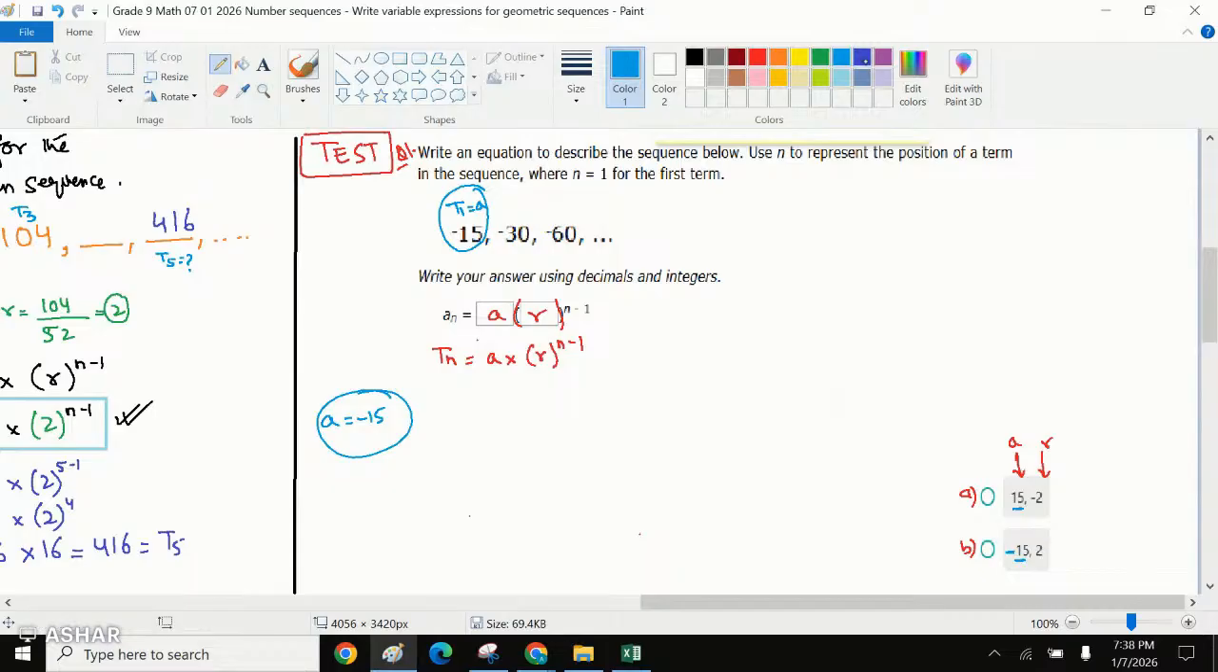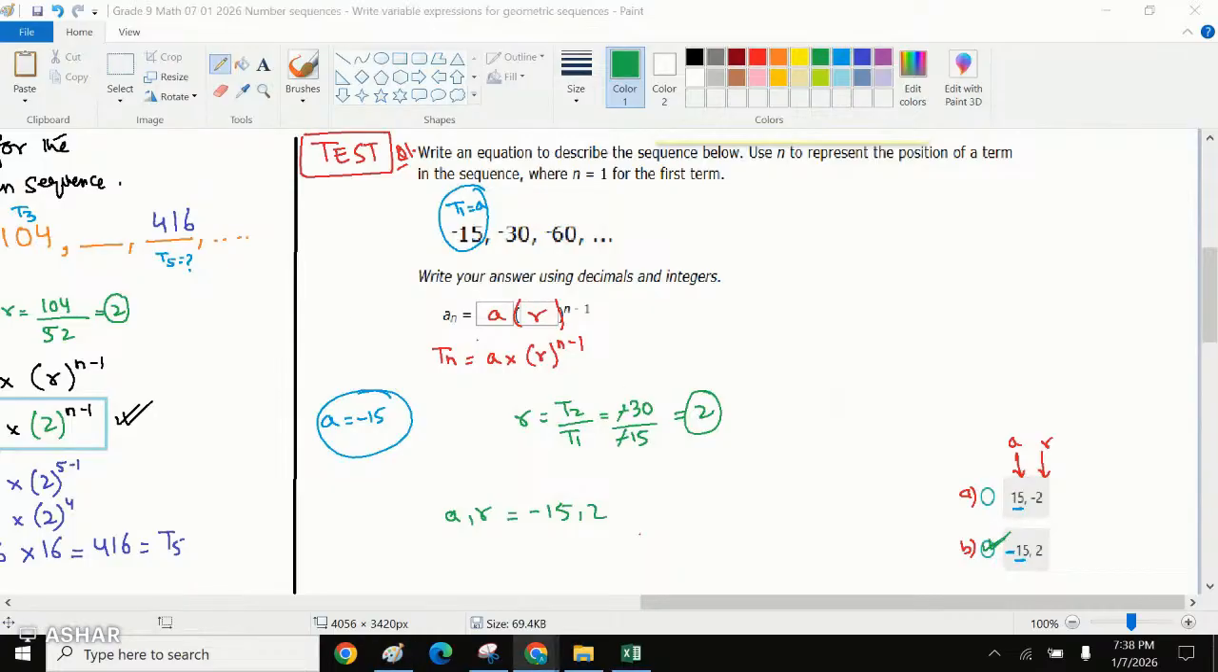Let's confirm the ratio also. How do we find the ratio? We say term 2 divided by term 1, minus 30 divided by minus 15. It comes out to be 2. That means A comma R should be equal to minus 15 comma 2. That is option number B.